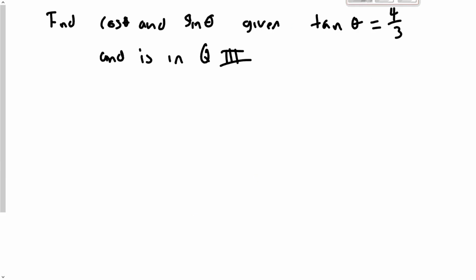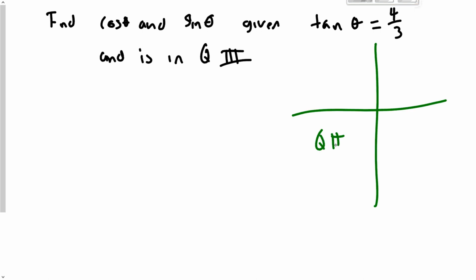Okay, so we want to find cosine of theta and sine of theta given tan of theta. Tan of theta is 4/3. And we're in quadrant 3, so we know tan's positive, which they already give us, positive 4/3. But what are sine and cosine?